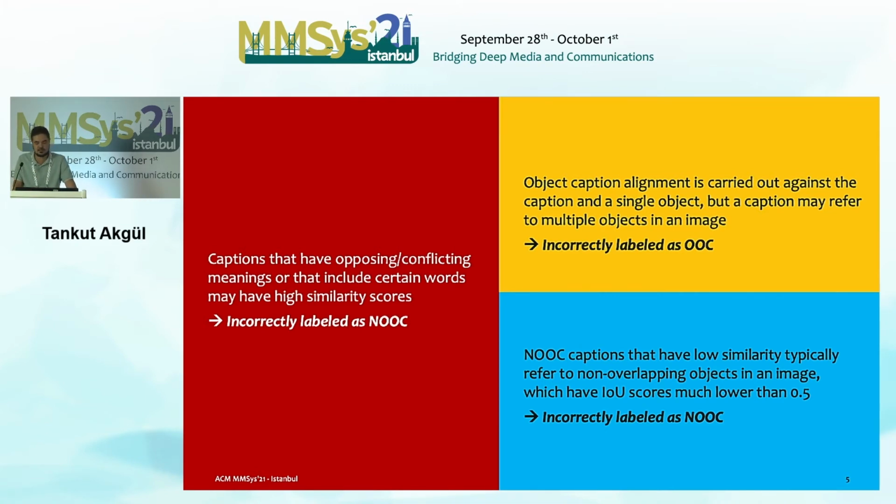But in the test set that we have observed, looking at the performance of Cosmos, we have noticed that when the captions are referring to different objects in the image, the objects are actually completely separate. They don't have any overlap at all, or very little overlap. So their IOU scores are very, very small. So we can decrease this threshold to much less than 0.5 to get better detection or prediction performance.